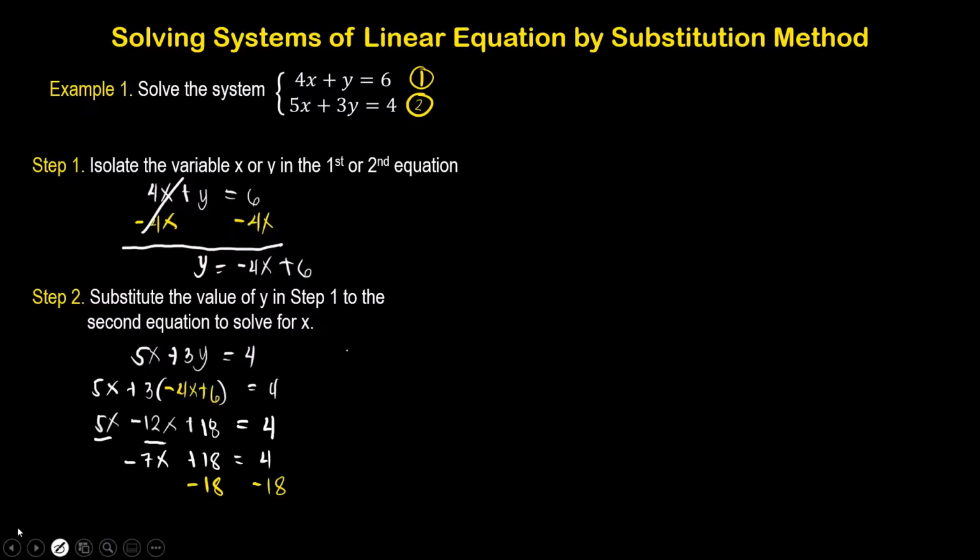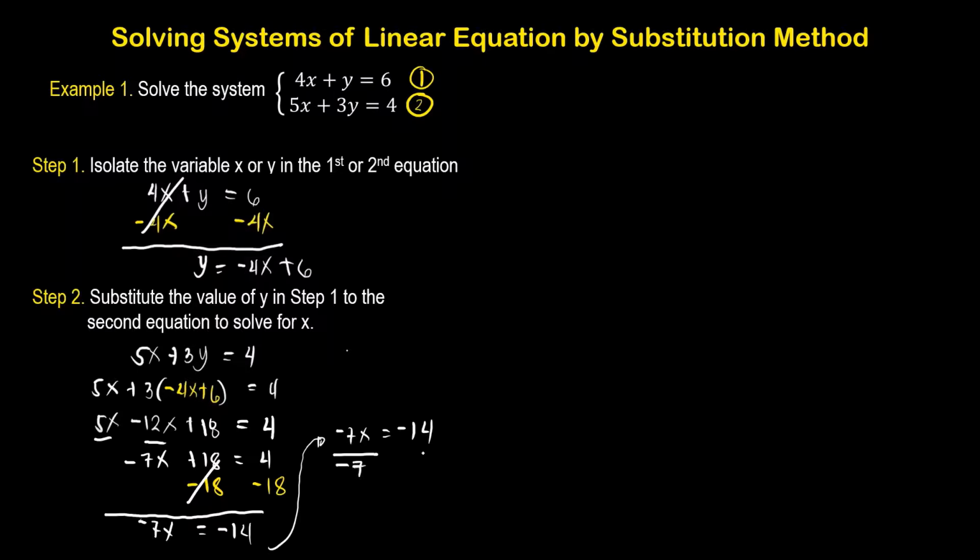And this gives me negative 7x, of course, this is cancelled, is equal to 4 minus 18, which is equal to negative 14. So, ilagay natin dito. Okay, so we have negative 7x is equal to negative 14. So, of course, to solve for x, ang gagawin natin is to divide both sides by negative 7. Okay, so this is cancelled out.